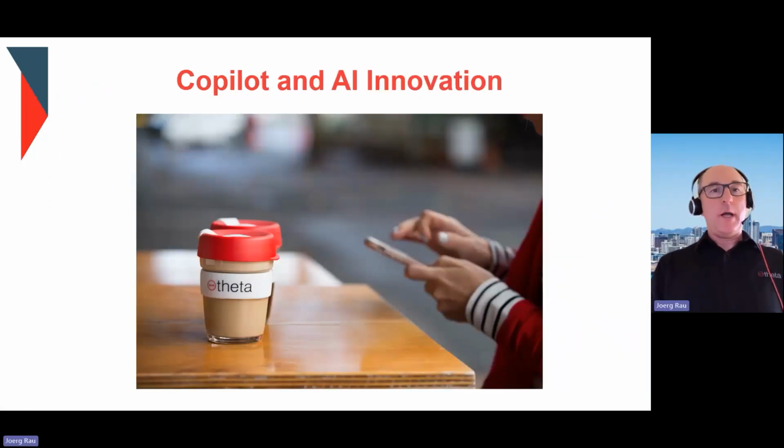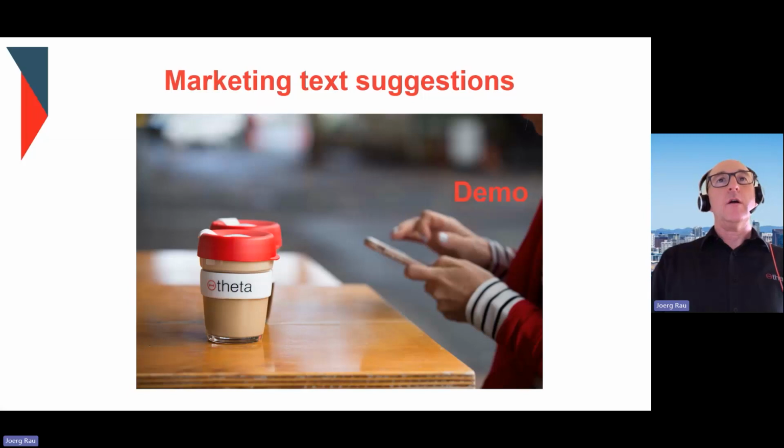Right, now, Copilot. That's, of course, the buzzword around artificial intelligence and innovation. So Microsoft did give us early on a preview option in April, which is called the marketing text suggestions. I'm not sure if everyone has seen it, so I will demo it now, and you see how a large language model can actually help on building something. So this was the first example.